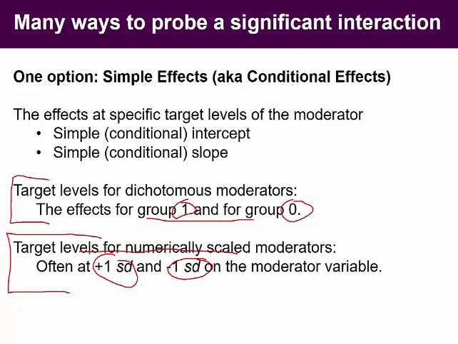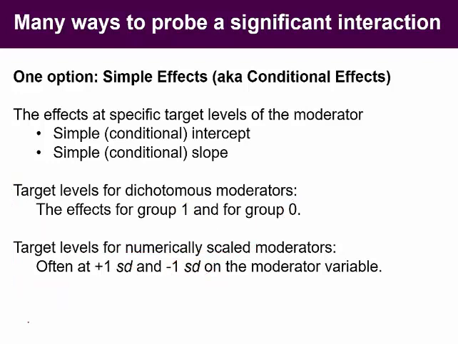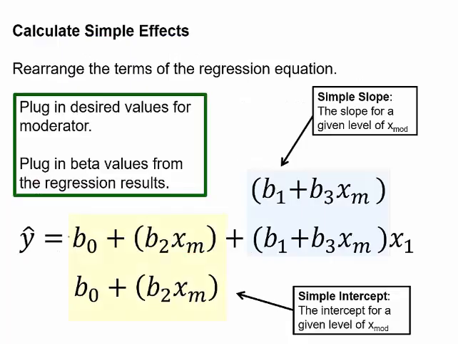If we had a numerically scaled variable that ranged from high to low, it would be a little more arbitrary. We'd have more of a question about what two levels we want to pick. And a common thing to do is to look at one standard deviation above the mean and one standard deviation below the mean as your two levels. But we're going to focus on a dichotomous situation where I have two groups, people in group 1 and group 0.